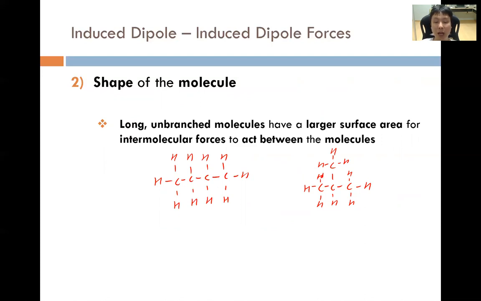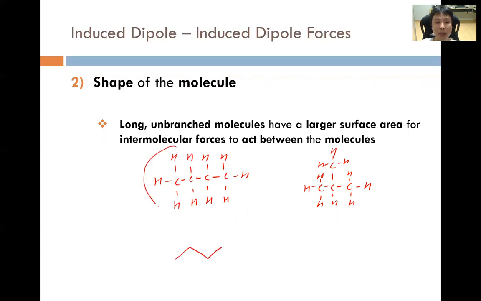However, because these two are isomers, they have the exact same molecular mass. So we cannot use molecular mass to decide which one has a stronger induced dipole interaction, and we cannot use that principle to figure out which one has a higher melting point or boiling point. However, this molecule is long and unbranched, and I'm just going to use a simplified drawing to represent another molecule. So 1, 2, 3, 4. This represents butane, it's the same molecule.